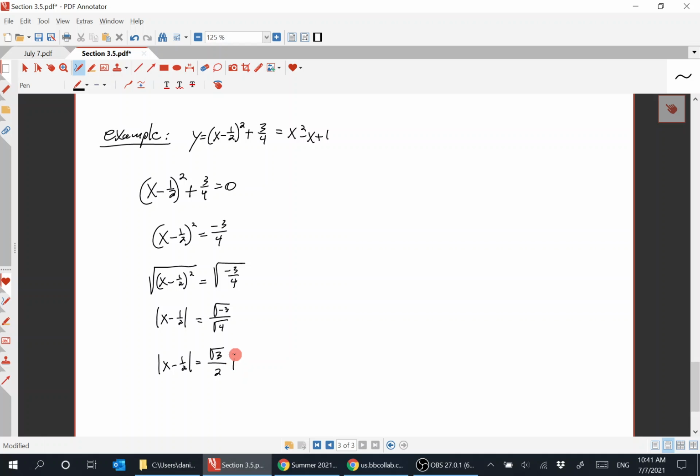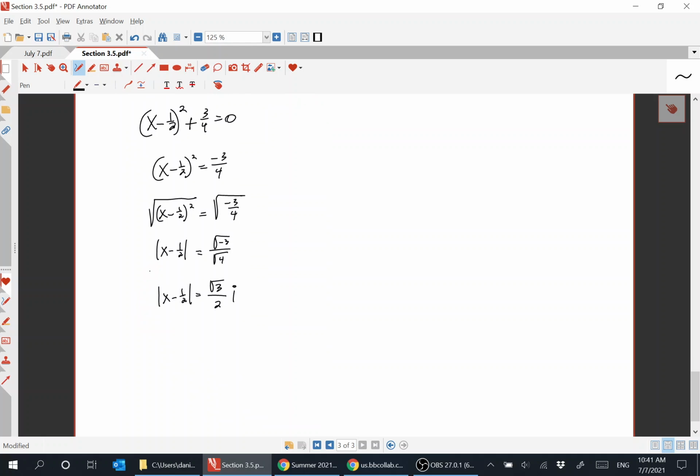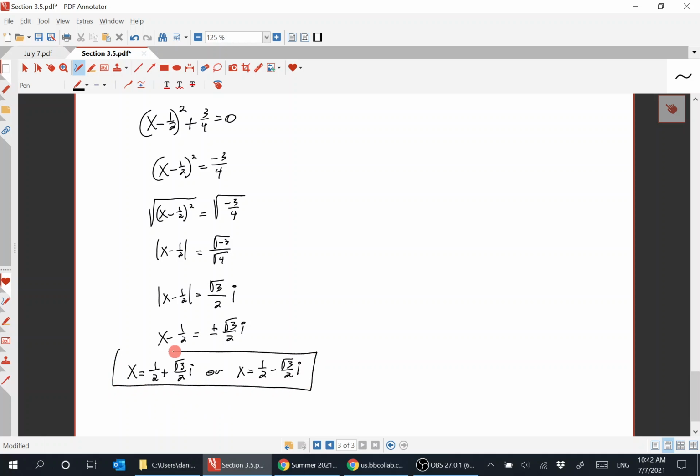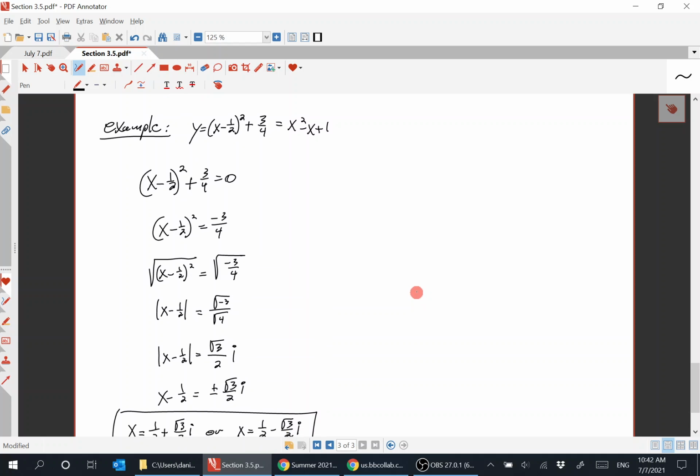So that's root 3 i over 2, root 3 over 2 i. So x minus 1/2 is equal to plus or minus root 3 over 2 i. So x is equal to 1/2 plus root 3 over 2 i, or x is equal to 1/2 minus root 3 over 2 i. Those are your two roots. Or you could have used the quadratic formula.